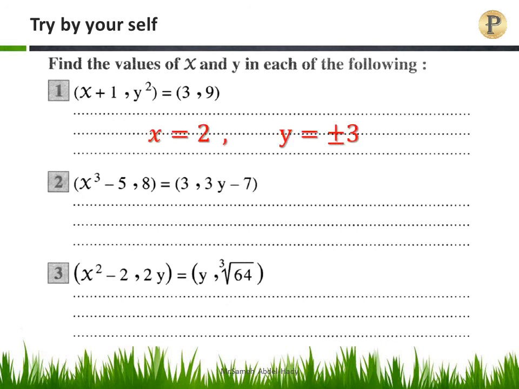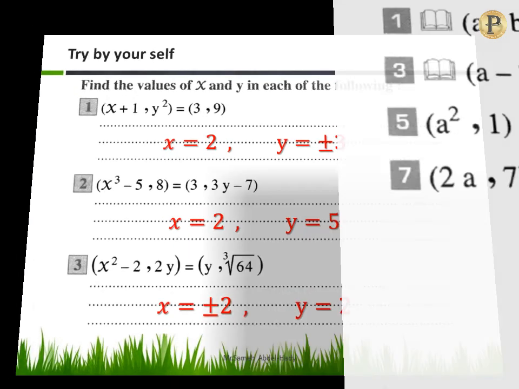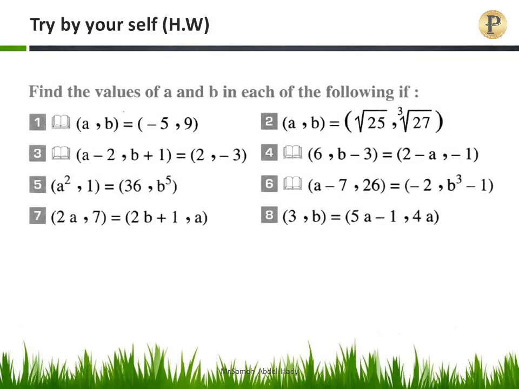The first one is x equals 2 and y equals positive and negative 3. Number 2 is x equals 2 and y equals 5. Number 3, x is equal to positive and negative 2 and y equals 2. If you understand and want to expand and train yourself, you have to do this homework.